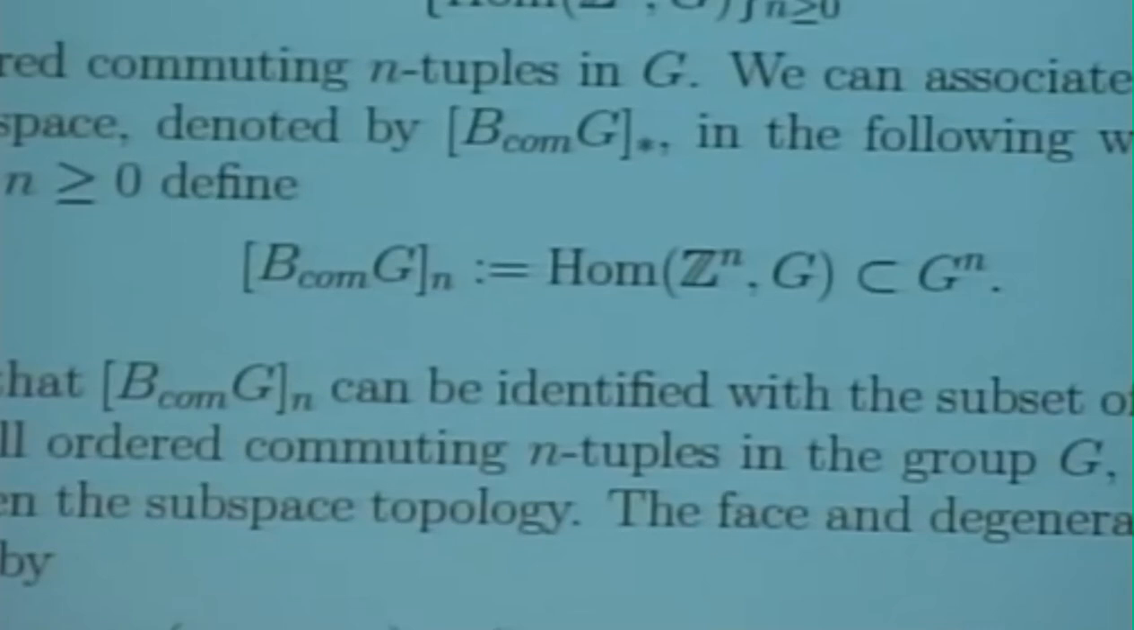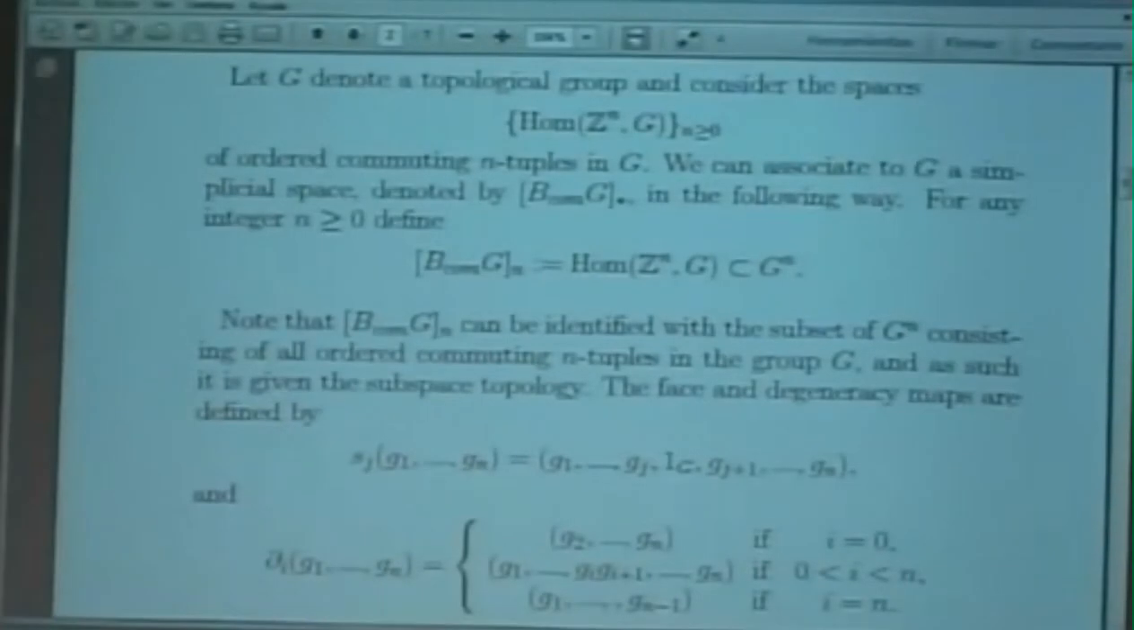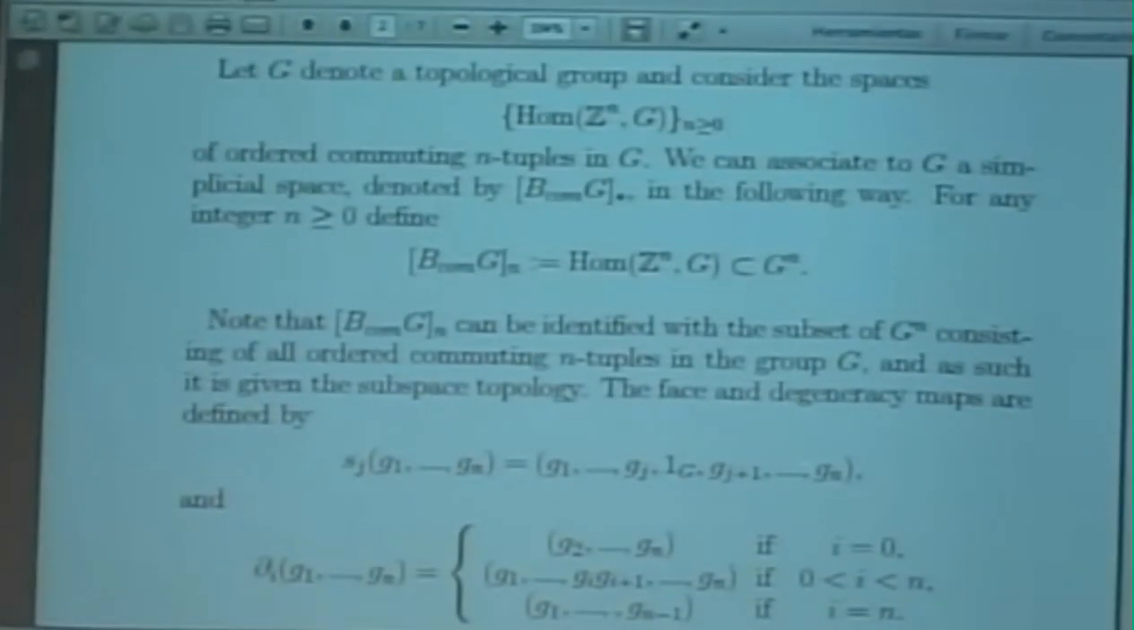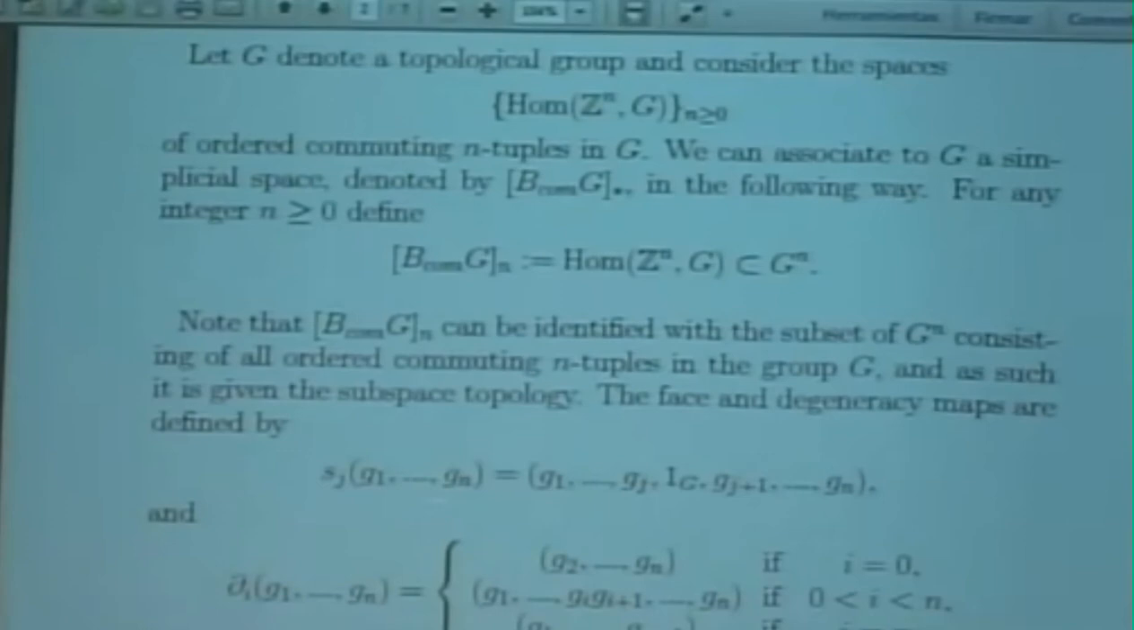Okay. So then we assemble these into a simplicial space, and the observation here is that the face and degeneracy maps are defined in the classical way, just as you do in the usual model for the bar construction. You take the face and degeneracy maps, and the observation is that these work perfectly well for the commuting elements.